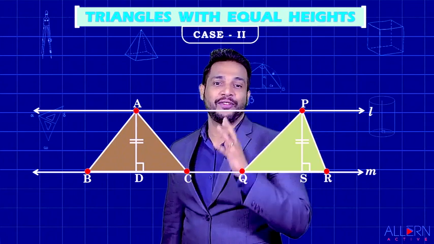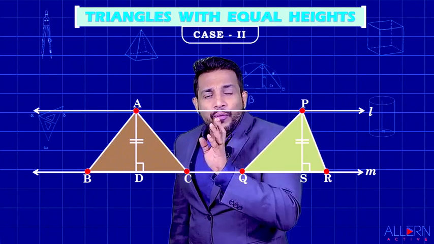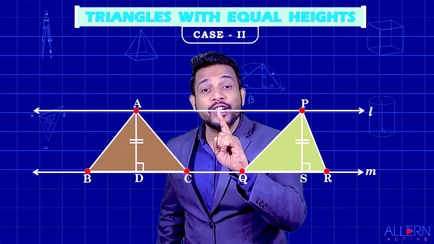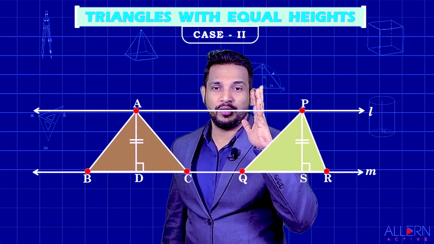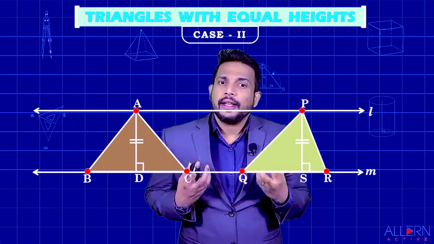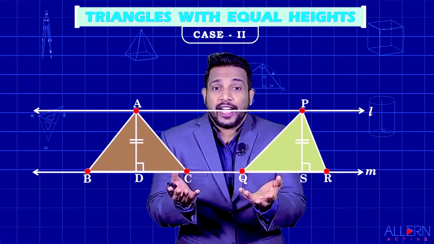Now that's the thing which we need to remember. Always remember, when 2 triangles lie between the same 2 parallel lines, their heights will be equal. They will not give you, we have to directly write that their heights are equal. But there is a reason. How do we present that? That is very important.